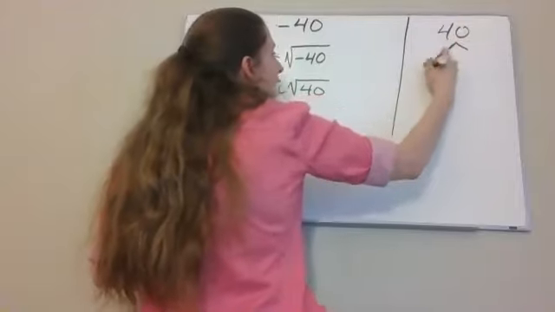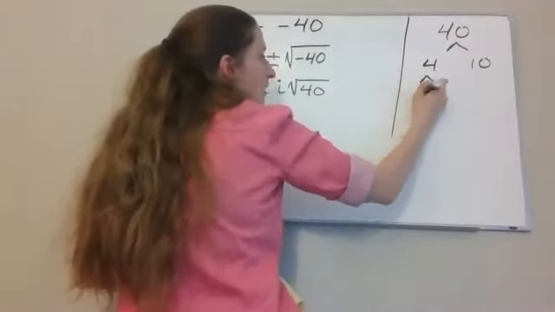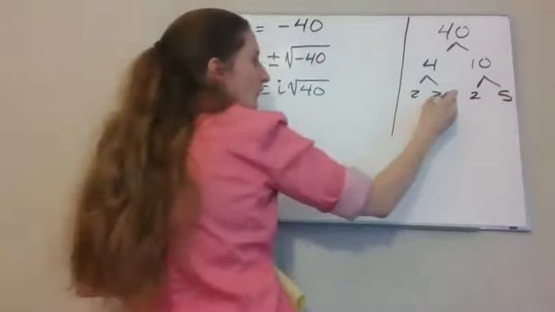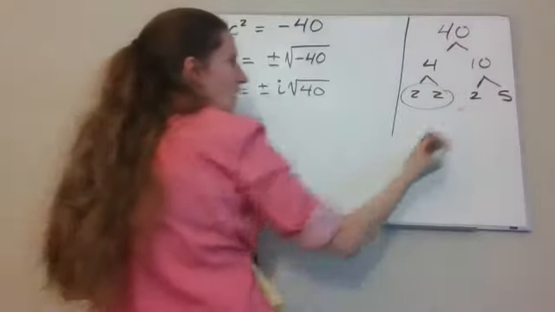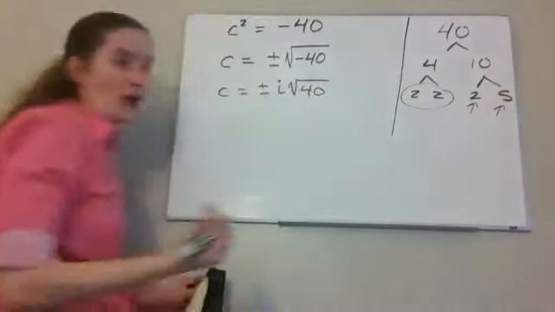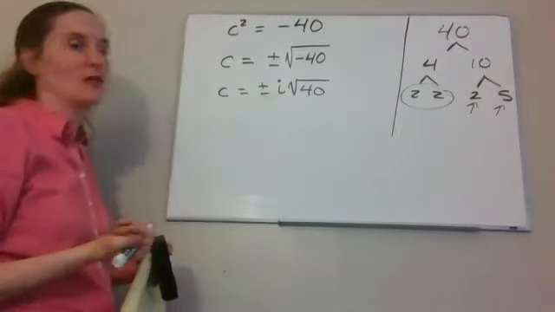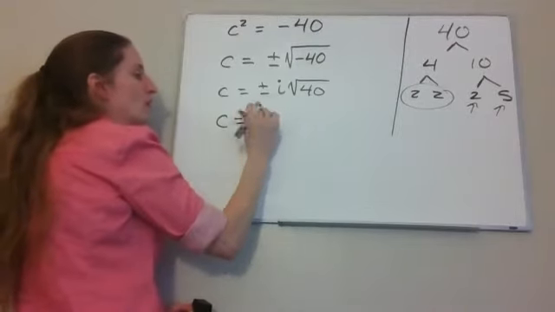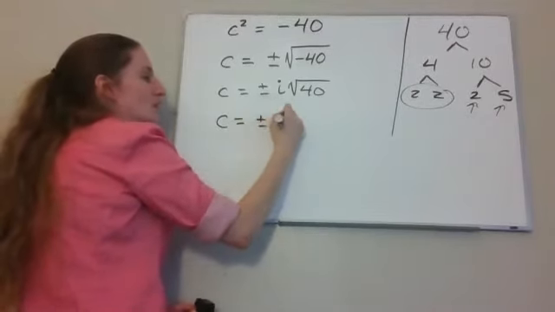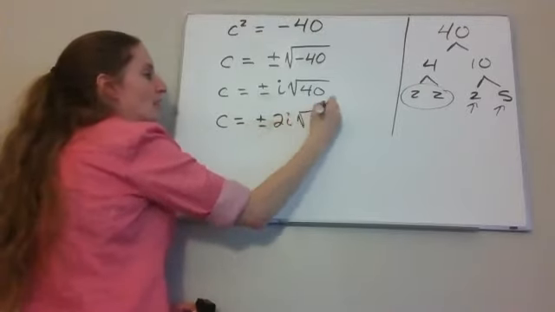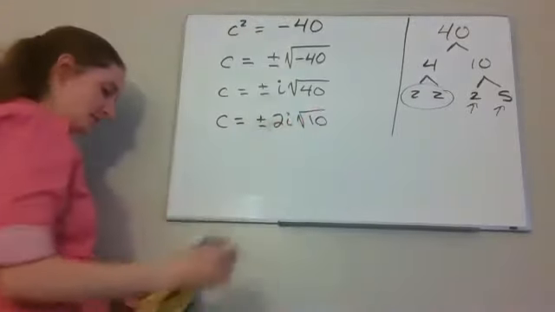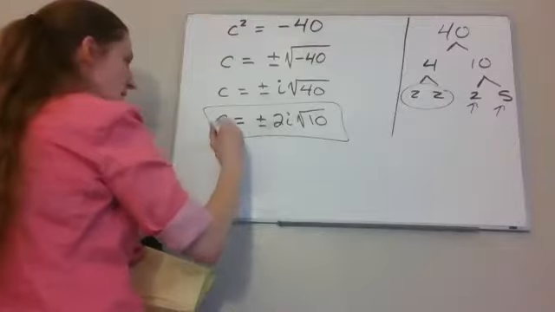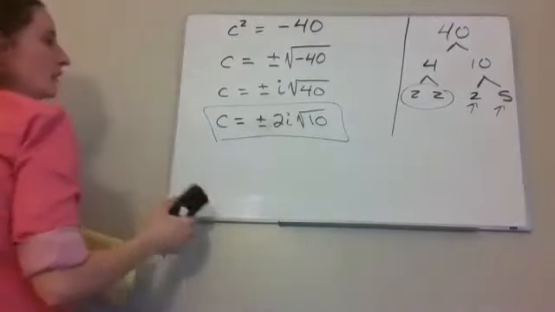40 is the same thing as 4 times 10. 4 is 2 times 2. 10 is 2 times 5. So when I circle my pairs, I have a 2 that gets to come out, but this 2 and that 5, or in other words, that 10, is still stuck underneath the root. So I get c equals, well, plus or minus 2i times the square root of 10. All right, let's do another one using this property.